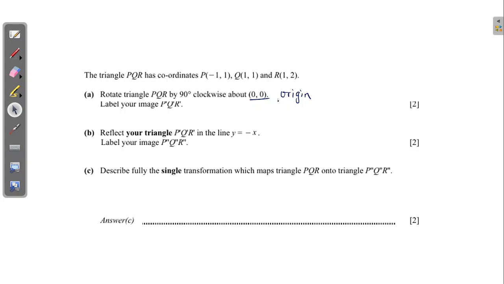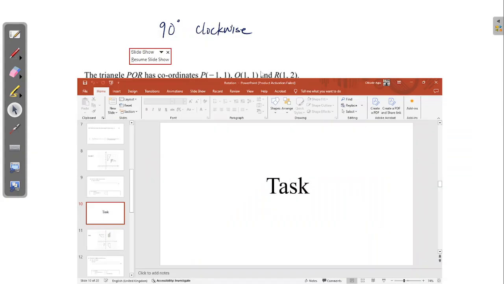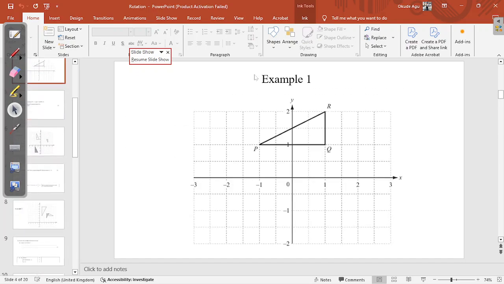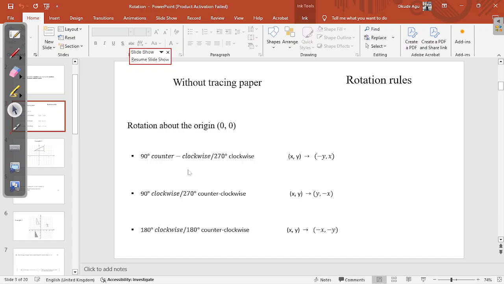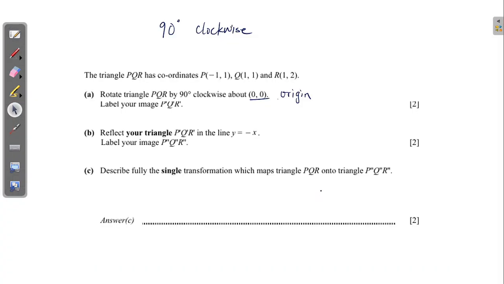Now I'm going to use what we call rotation laws. Since I'm not working with a tracing paper, the law for rotation of 90 degrees clockwise about the origin is this. Rotation 90 degrees clockwise. So here it is. You can see, for 90 degrees clockwise, the law says (x, y) becomes (y, negative x). You get? So I'm going to apply that very law.